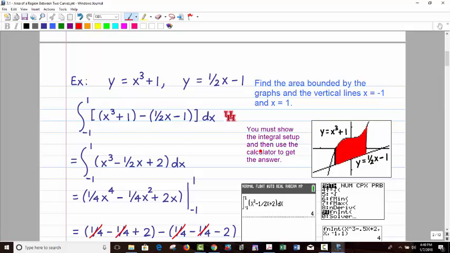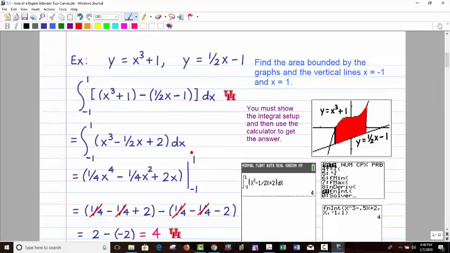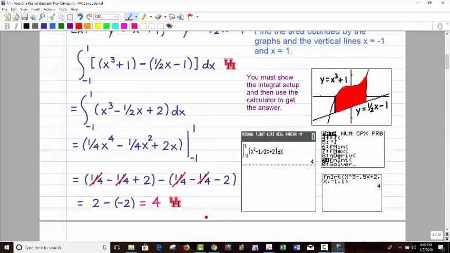But for this, I don't mind so much if you're just using the technology and work it out that way. You see, I have the upper function minus the lower function. I combined all the terms. I did the antiderivative term by term, plugged in 1, plugged in -1, subtracted, and got 4.